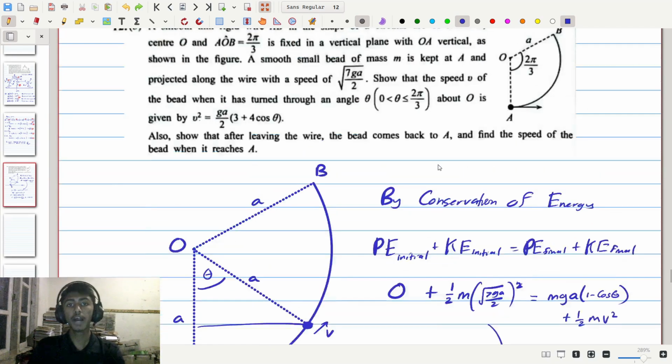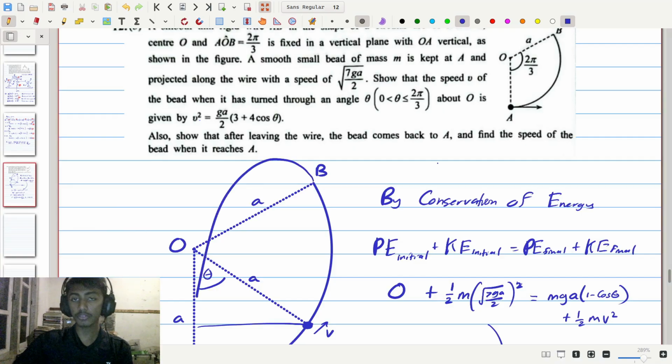So now after that it says also show that after leaving the wire, the bead comes back to A and find the speed of the bead when it reaches A. So for this, what we need to do is to find the final velocity of the bead as it goes out of this circular wire here, and when it goes out, we then need to calculate its path of travel, and after doing that we can see whether it passes through the point A and then what the velocity of it is as it passes through A.